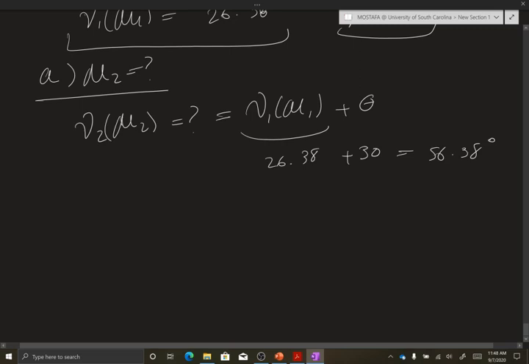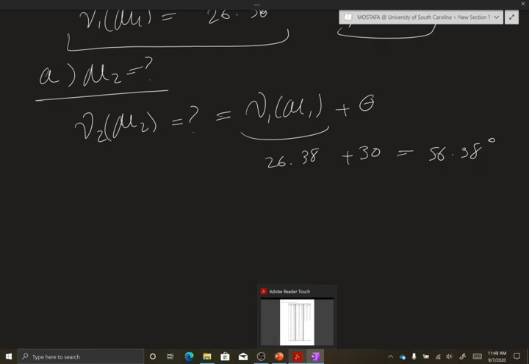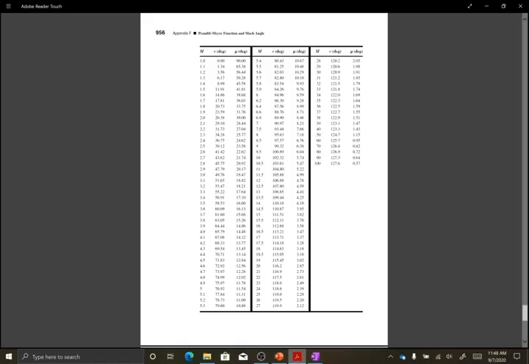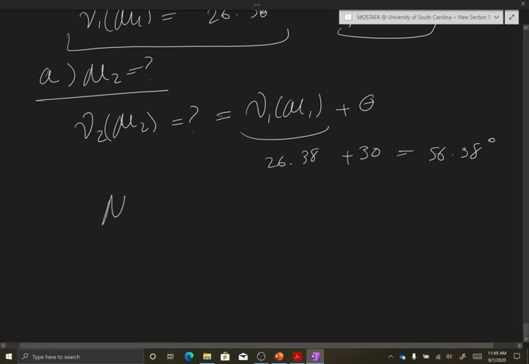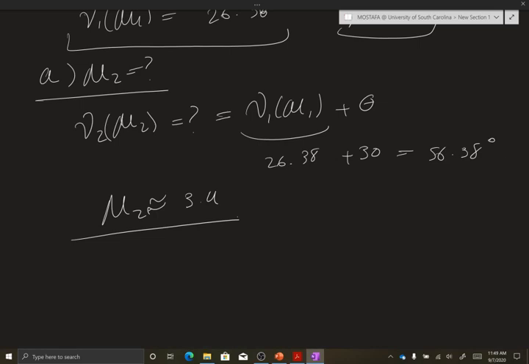And then you go back to this table here, you find the 56.38, which is between these two values. So you either do an interpolation, or you can just take M2 is roughly equal to 3.4. So you can see after an expansion wave, your flow is going to be faster.